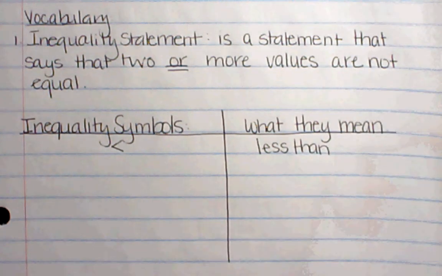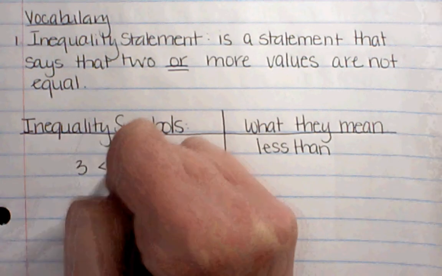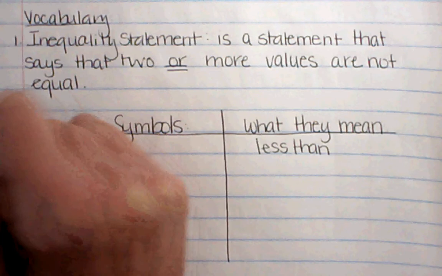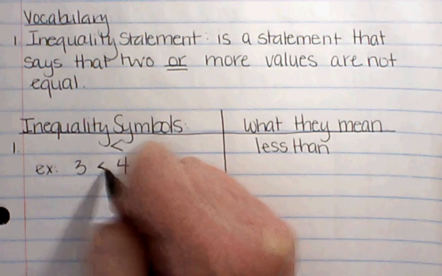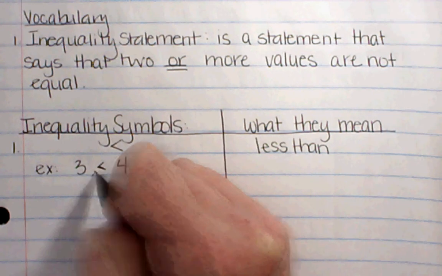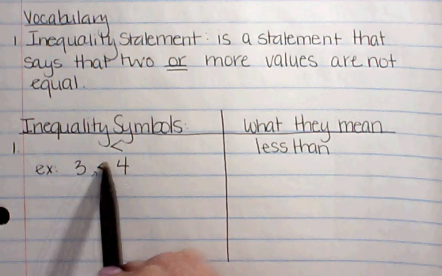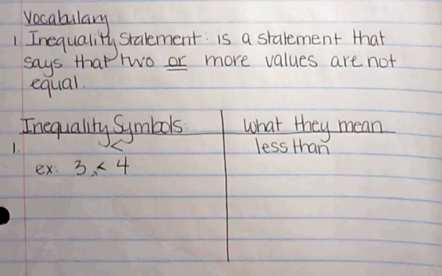Okay, so for example, 3 is less than 4. There's your example. Okay? The way you could pay attention, or your trick, is this side is the smaller side, so 3 is smaller than 4. Wherever the smaller opening is, it'll point to the smaller number.